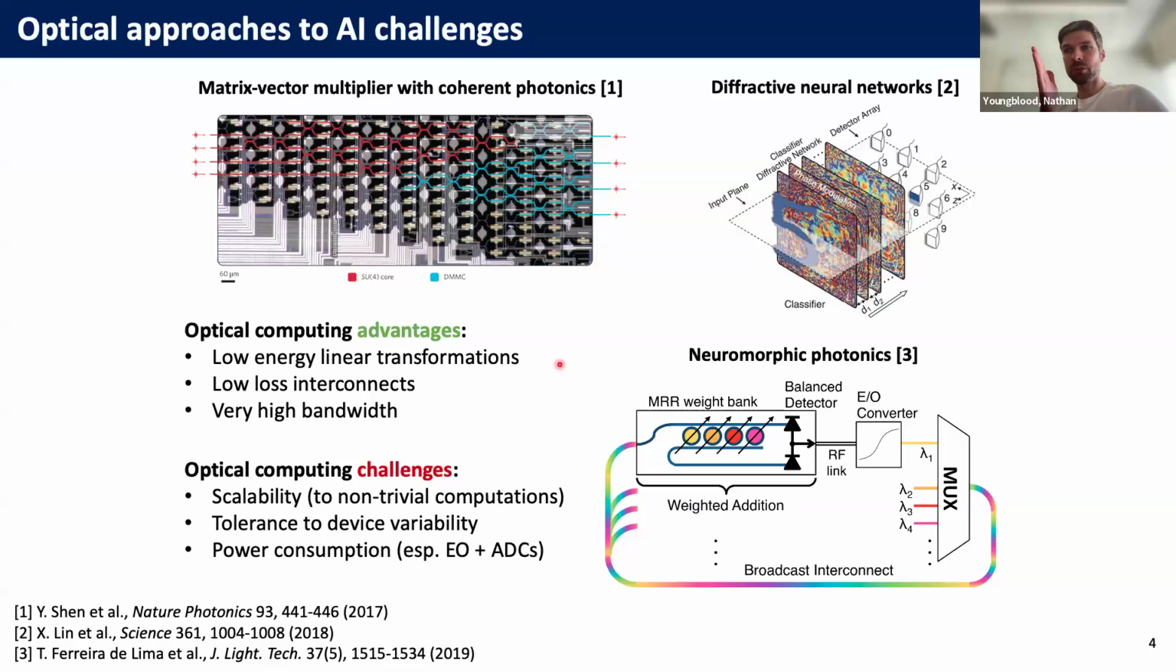When you create a microresonator ring, you never get the exact same frequency response in each ring, even though you design it exactly the same. So this is an analog system, and similar to analog electronics, you get device variability. And then, of course, power consumption. You have to modulate these signals. You have to convert between the electrical and optical domain. And you also have to convert from the analog to the digital domain, and all of that costs energy. And depending on how fast you do it, it costs more or less energy. So these are challenges that my group is looking into, and many other groups as well.